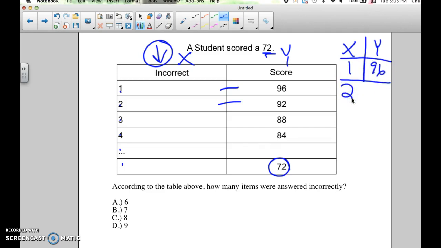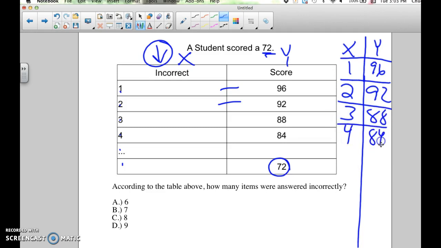2 was a 92. 3, it has all this for me, 88. I'm looking good so far. 4, 84. Here's where it starts to be blank, and this blank means there could be more than one thing there. Well, what comes in my pattern after 1, 2, 3, 4? 5.